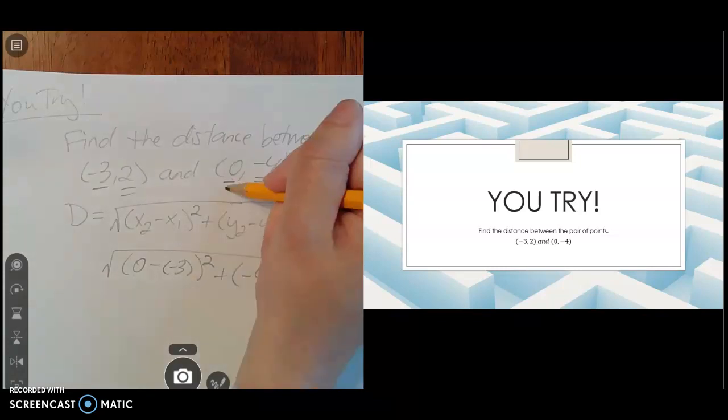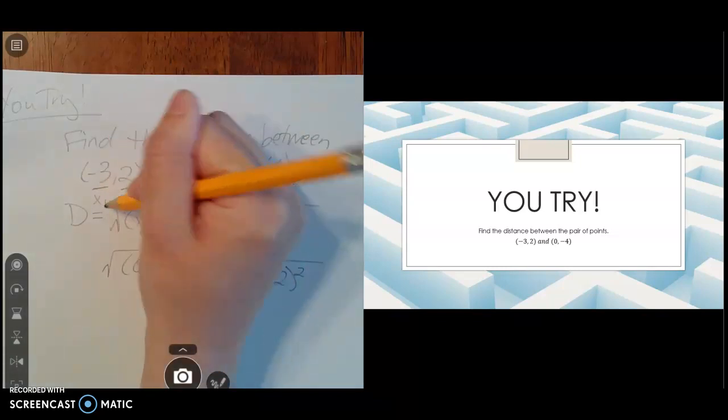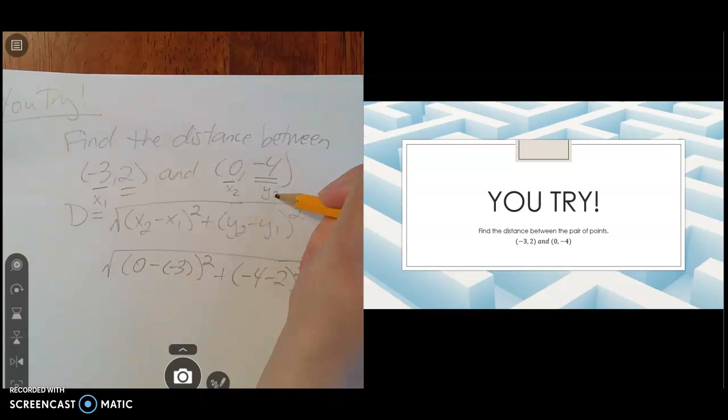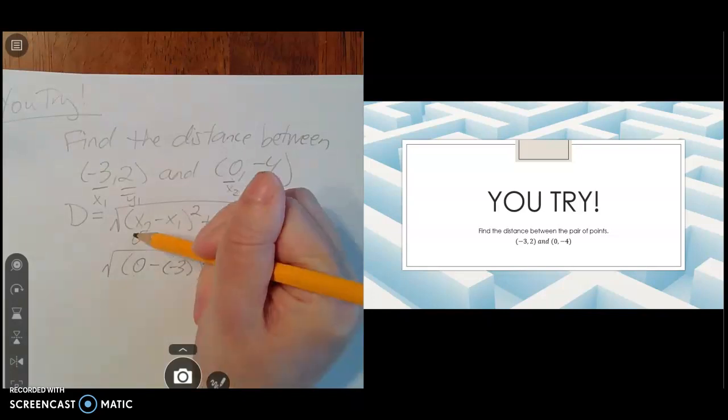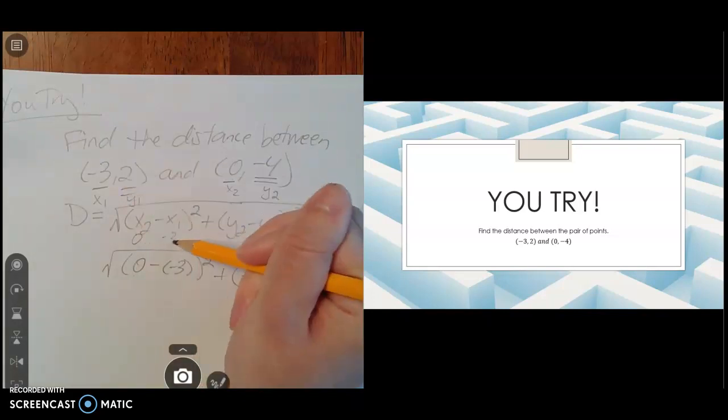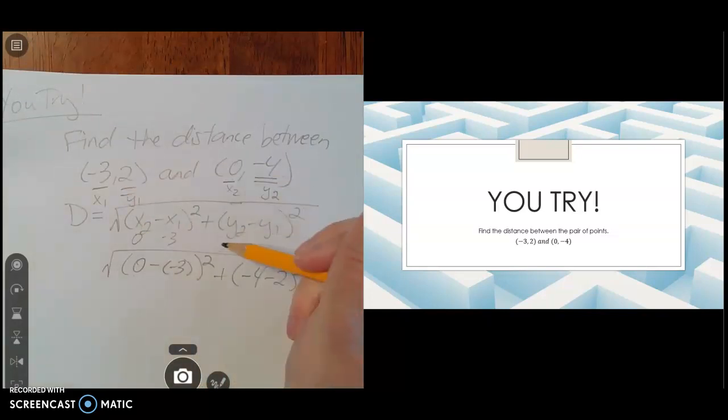So here's my x2, here's my x1, here's my y2, and here's my y1, okay? And so x2 was 0, x1 was -3, y2 was -4, and y1 was 2. Okay, so I'm just substituting those values in.